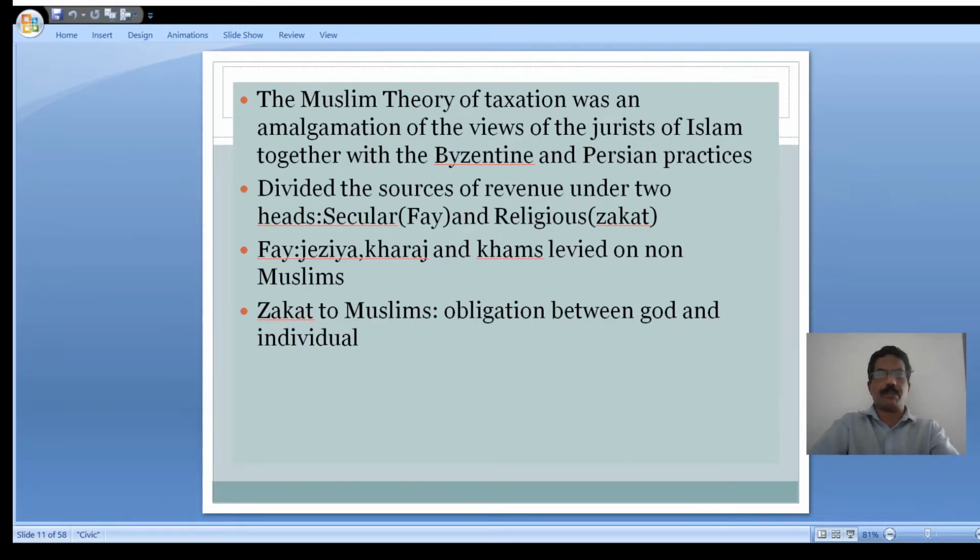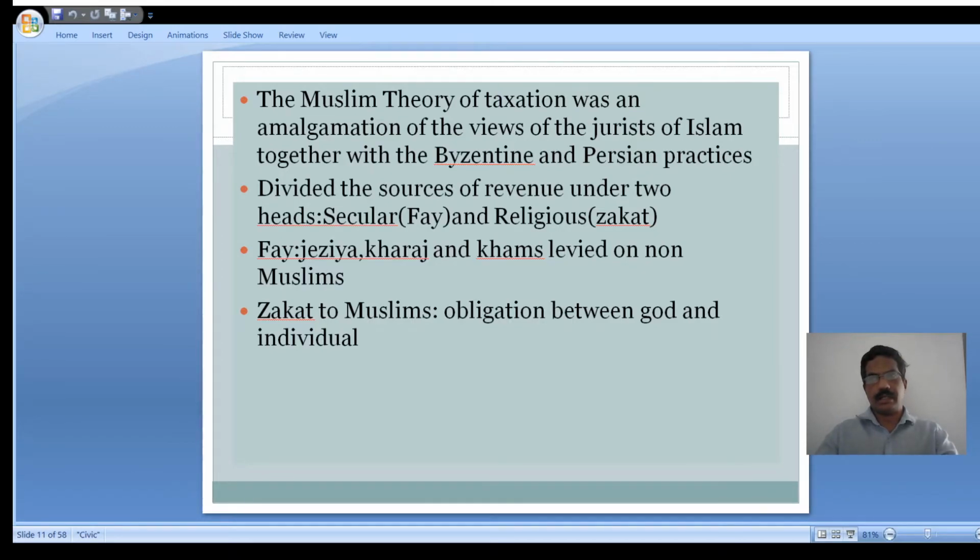The king became the commander-in-chief of the army, and we already studied the head of the military, Ariz-i-Mumalik, the department of the military known as Diwan-i-Arz, and other prominent officials of the army such as Amir, Malik and Khans. And we studied the Iqta system that was followed by the Delhi Sultans.